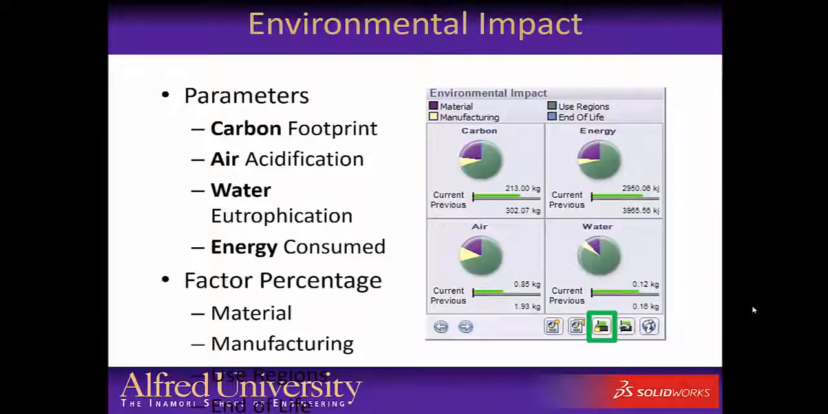The environmental impact is summarized by the following parameters: carbon footprint, energy consumed, the degree of air acidification, and water eutrophication. This can be broken down on the dashboard as percentages in each of the stages: the raw material, manufacturing technique, transport and use, and end-of-life considerations.